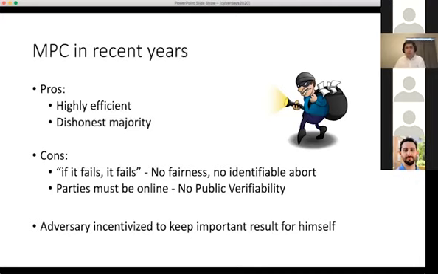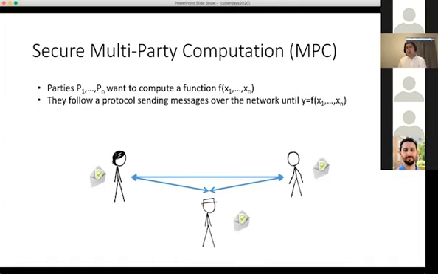This technique is actually also from the 80s, and it has seen a lot of work in recent times with a lot of test cases and prototypes and demonstrations and so on. And it has the pros of being highly efficient these days and being secure, even in the case of dishonest majority, meaning that even if all of these users but one are corrupted, the one user who is not corrupted still has the guarantee that their input will not leak towards the corrupted users.